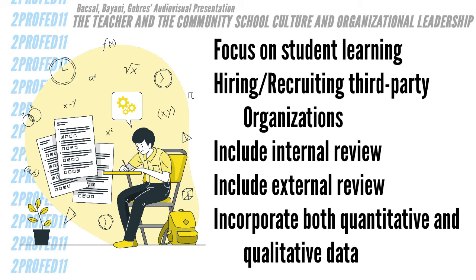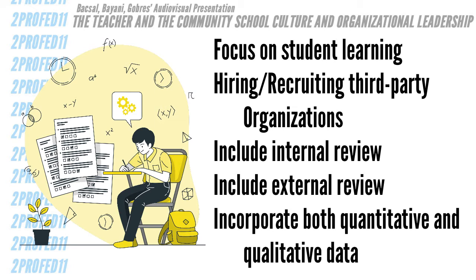First is to focus on student learning, because everything must circle back to student instruction, exactly because that is what this is all about. Second is hiring or recruiting third-party organizations. If possible, hire a third-party organization to conduct a needs assessment to retain objectivity. And third, include internal review. Schools must provide data on school analysis and instruction reviews. They should also look at whether they have the means of implementation.